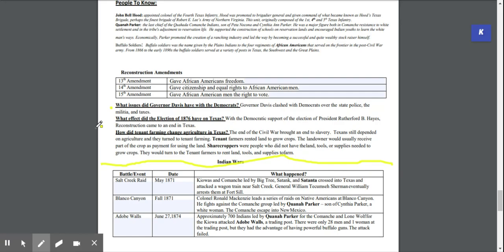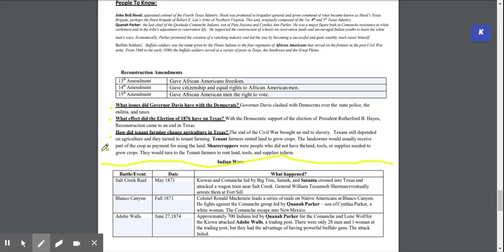What issues did Governor Davis have with the Democrats? Governor Davis clashed with Democrats over the state police, the militia, and the taxes. What effect did the election of 1876 have on Texas? With the Democratic support of the election of President Rutherford B. Hayes, Reconstruction came to an end in Texas. And the last one for our first assignment.